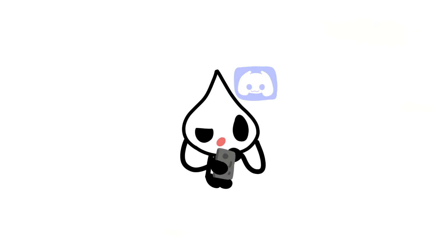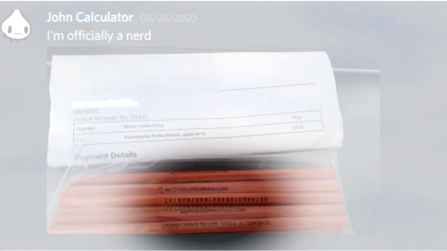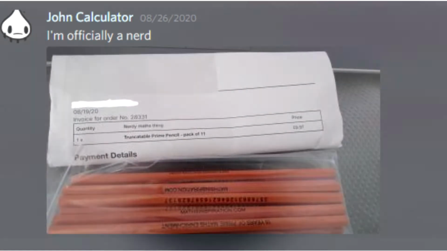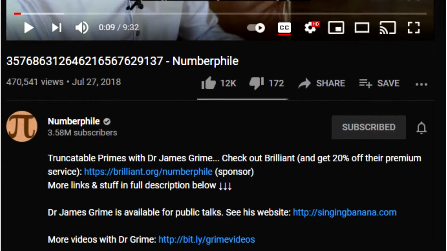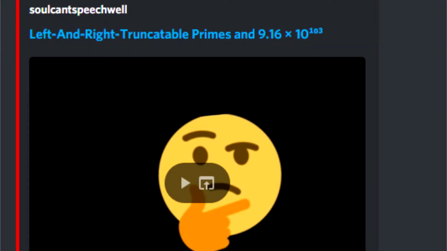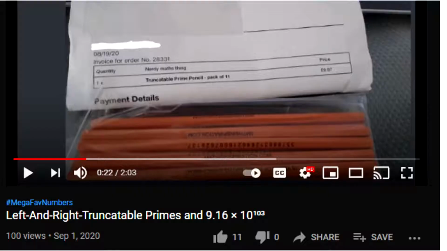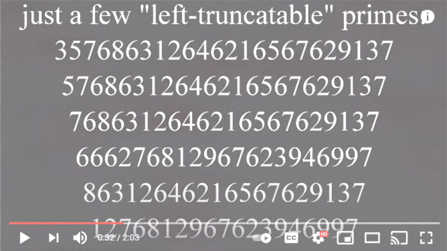So there was this one image I posted on Discord about a dozen-minus-one pencils that I bought with a truncatable prime written on it. A friend asked me where I got it, and I showed them Numberphile's video of truncatable primes, where they also linked where they buy the pencils that I got. Some days later, my friend made a video about truncatable primes, showing those pencils and explaining what the primes were.